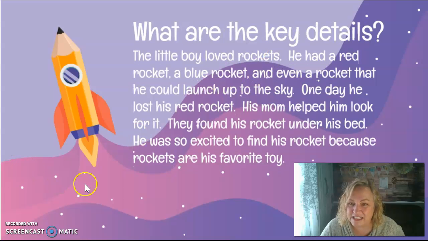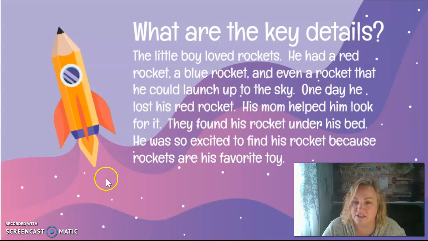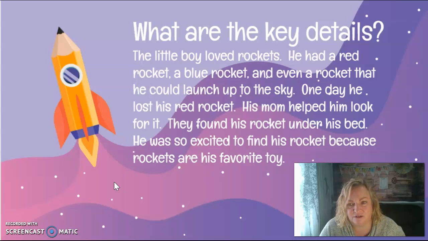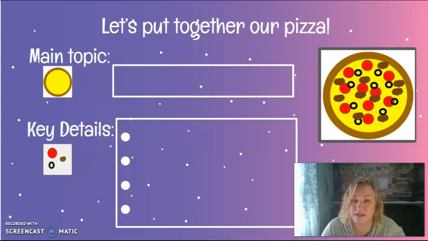Now, what are the key details? Who are the characters in this story? The characters in this story are the little boy and who else? Right, his mom. What things happen in this story? Right, he loses his rocket. Where does he find it? Under his bed. How does he feel at the end of the story? He's really happy and excited because he found his rocket. These are events in the story that can help us with the main topic.